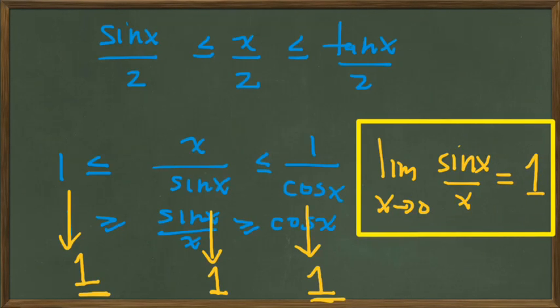In the next video, we're going to use this limit, that the limit as x goes to 0 of sine x over x is 1, to determine what the derivative of sine x is. I know that we already know that it's cosine x, but we're going to verify that the derivative of sine x is cosine x. So that concludes this video.